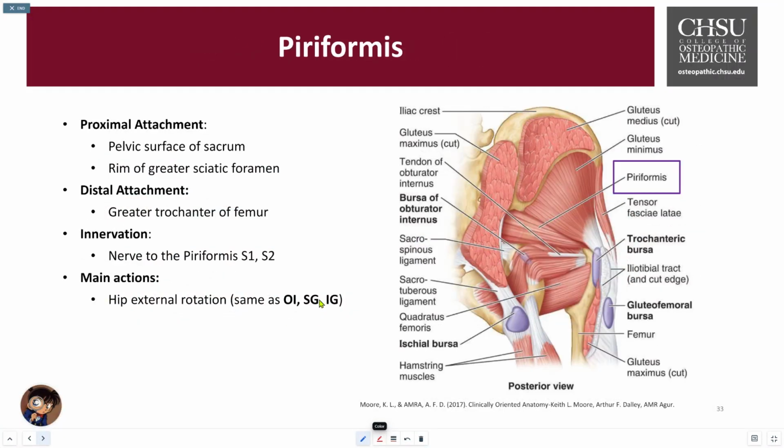Let's take a look at the piriformis muscle. Piriformis attachment, it begins in the proximal region, origin of the pelvic surface of the sacrum, upper rim of the greater sciatic foramen. Distal attachment will be the greater trochanter of the femur, and then this one is innervated by a smaller nerve branch, S1, S2, called the nerve to the piriformis. And the main function is that it is a hip external rotator, overlapping slightly with the obturator internus, superior gemellus, and inferior gemellus. Shown here on this visual, you can see the piriformis muscle, and piriformis syndrome is when this muscle gets pinched or compressed via a postural issue or overuse.